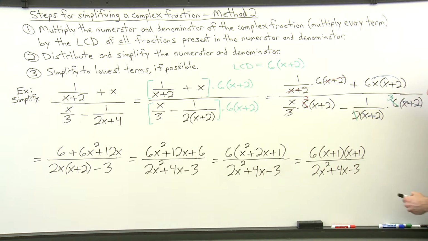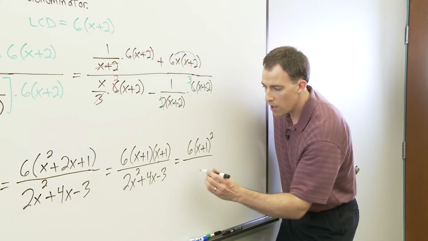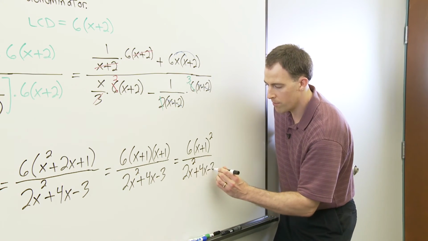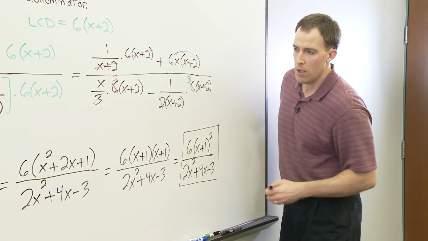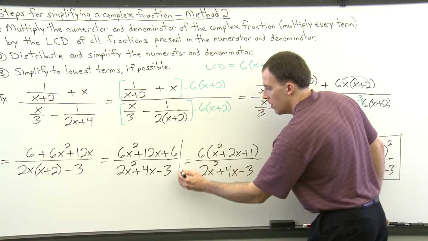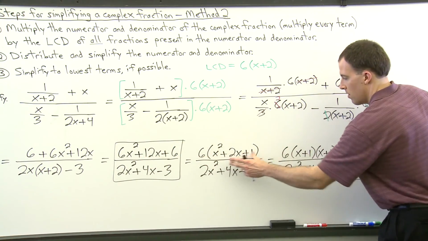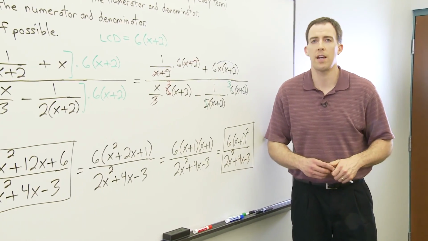There's no need to take this any further because we're done and there's no way to reduce, but some folks like to get it completely factored for the final answer. So we could write it as 6 times x plus 1 squared all over 2x squared plus 4x minus 3. So this is an acceptable final result. So is this back here. Actually, everything in this last line, starting at this boxed answer, here, here, and here, they're all acceptable and we can't go any further. That's method 2 for simplifying a complex fraction.